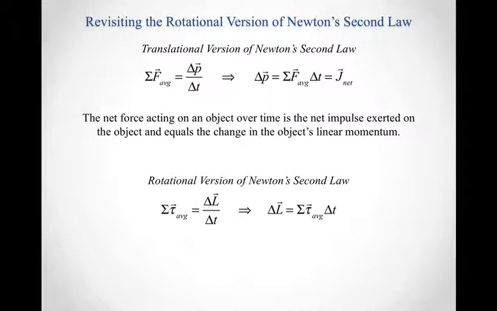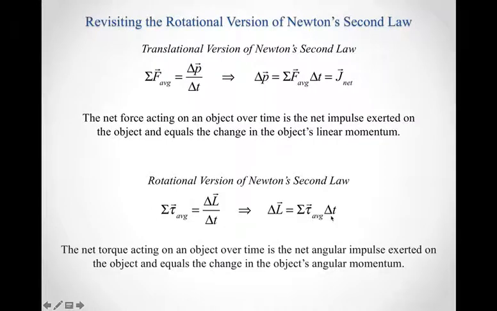Well, I can take my rotational version of Newton's second law and again solve that for delta L. So if I solve this equation for the change in the angular momentum, what I get is that it's equal to the average net torque acting on my object times, again, delta t. And so what that means is that we can define something called the net angular impulse. The net angular impulse exerted on an object is going to be equal to the average net torque times how long that torque acts on the object, and that's also going to be equal to the change in the object's angular momentum.